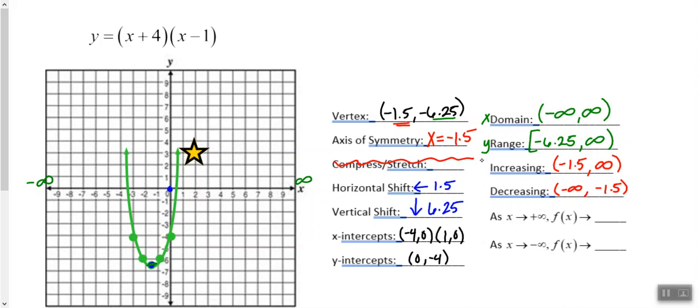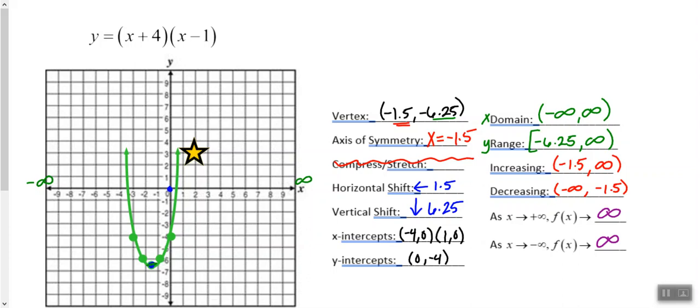And then finally, as x approaches positive infinity, so as I go down the positive numbers of x, my graph will continue to increase. So it's pointing up, we get positive infinity. As x approaches negative infinity, my graph is still pointing up, positive infinity.